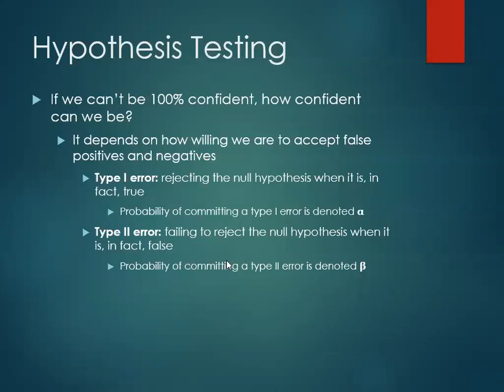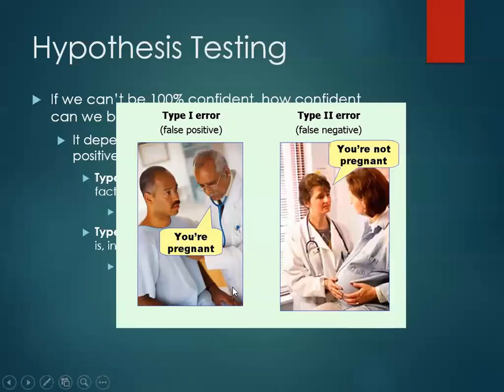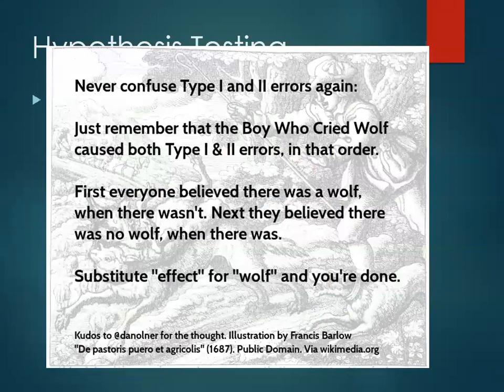All right, so we're going to talk more about these on the next screen, but to try to keep this in your head, type 1 error, false positive, telling someone who is not pregnant that they are pregnant. A type 2 error is a false negative, all right, telling an obviously pregnant woman that she is not pregnant. Or if you can't keep that example, I like this one. Just remember the story, The Boy Who Cried Wolf.